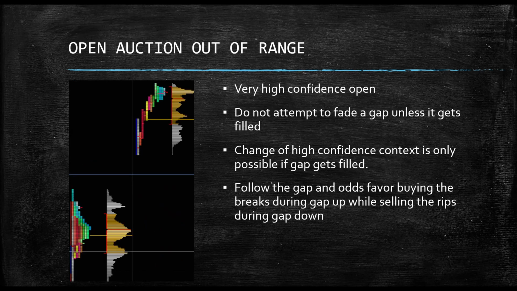The next type of open is open auction out of the range. It could be either a gap up or a gap down. So this is a very high confidence open that gives higher odds for an open drive and early trading opportunities.